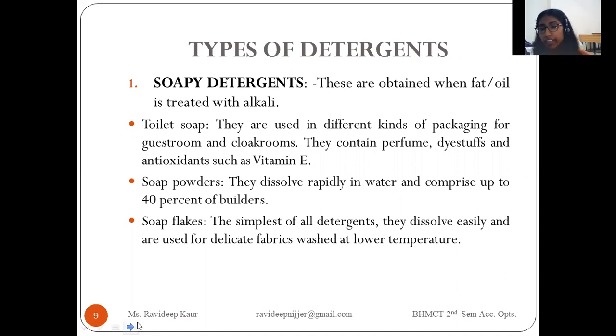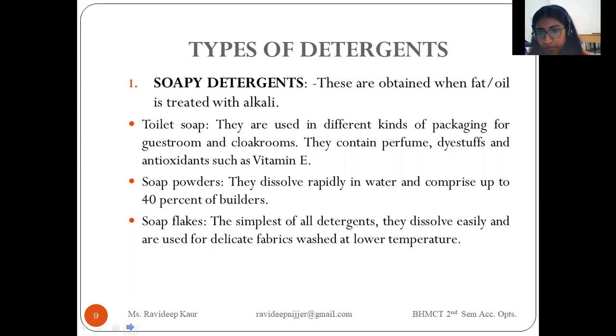Next, we have soap flakes, the simplest of all detergents. They dissolve easily and are used for delicate fabrics washed at lower temperature. Soap flakes are the most simple detergent, and they get easily dissolved and are used for delicate fabrics which need to be washed at the lower temperature.